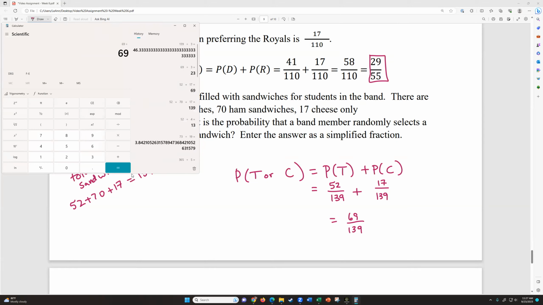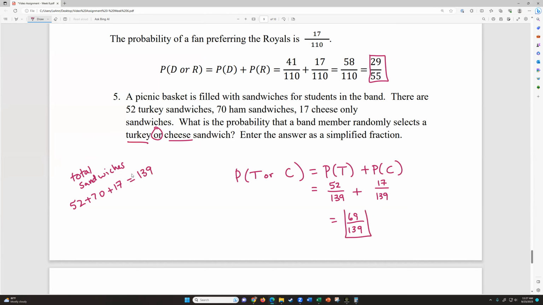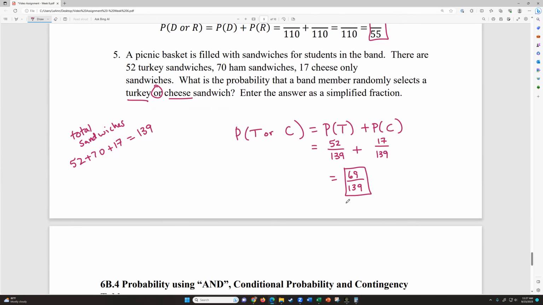69 divisible by 23? Well, because that was 3 times that. So let's check if 139 is divisible by 23. I don't think this one reduces. Type it in on your calculator and double check. I will also let you know in class if I find that it reduces. But that is what I got for this one.